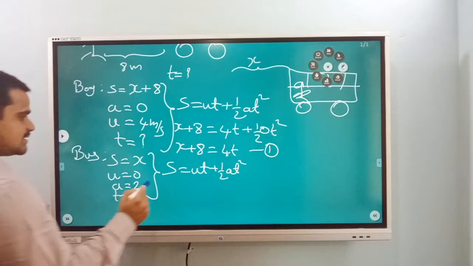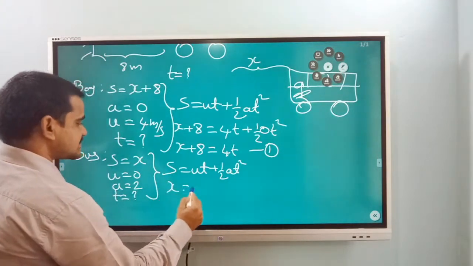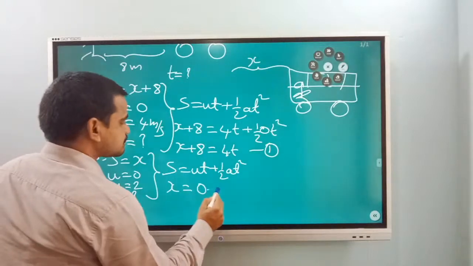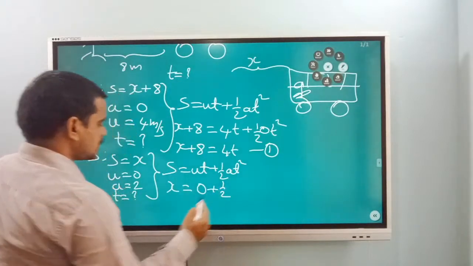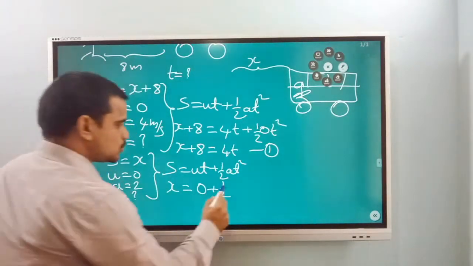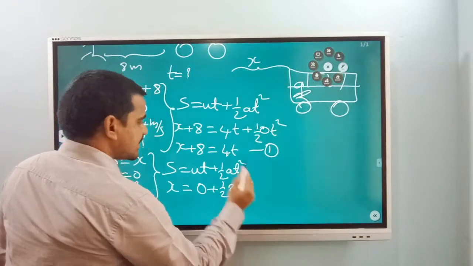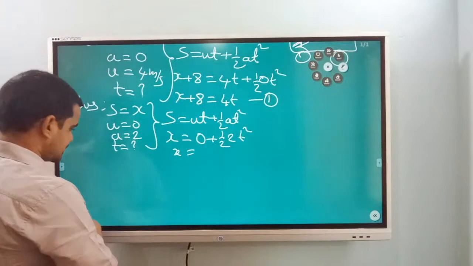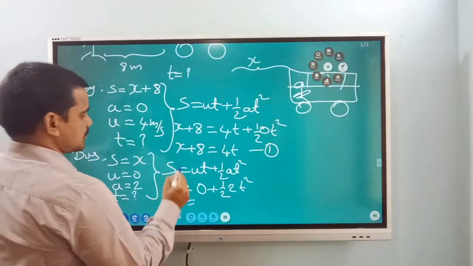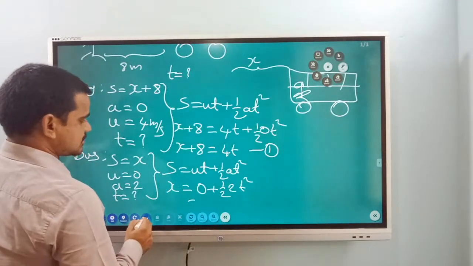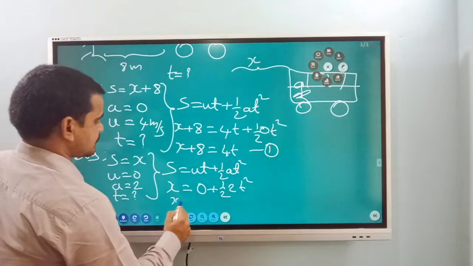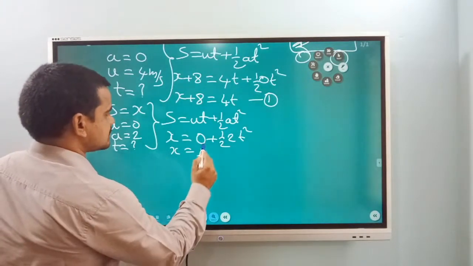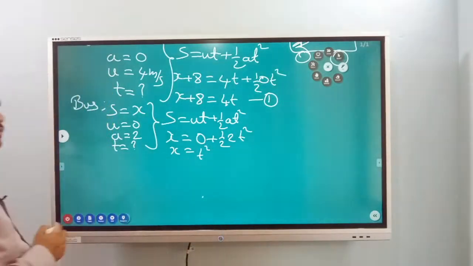What is S? S is nothing but x. What is u? u is 0. What is a? 2. So half a t square gives t square. So what I am getting here is x is equal to t square, sorry, not u square. x is equal to t square.